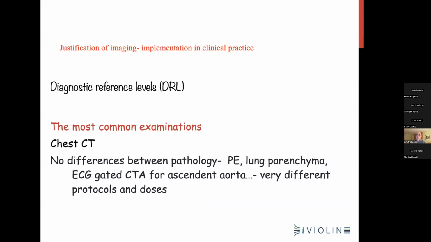The most common examination, let's say chest CT, there is no difference between different pathology. If we are doing chest CT for pulmonary embolism, for lung parenchyma, for ascending aorta with ECG gating, there is no such information in the DRL. However, the doses and the protocols may be very, very different.